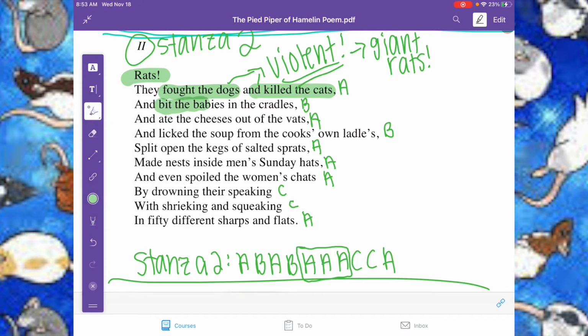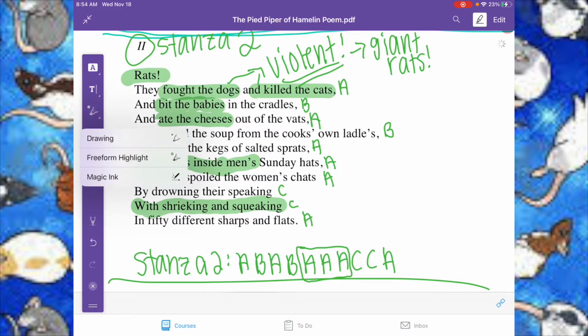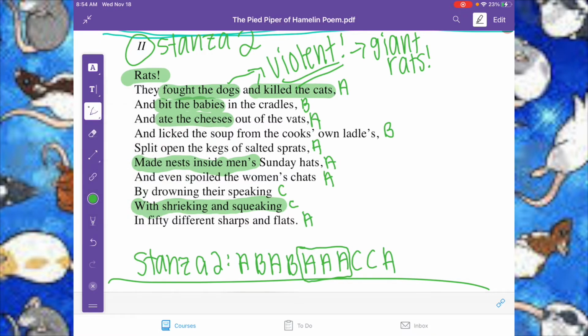All right, so let's see. What else? They are biting babies. Again, this shows that they are violent. They are eating cheeses. They're eating all of their food. They're licking soup. They are splitting open kegs, and they are eating that. So they're just eating all of the food in the town. They're making nests inside men's Sunday hats. So they are everywhere. They're spoiling women's chats by drowning their speaking with shrieking and squeaking. So they are super loud. They're super violent. They're everywhere.